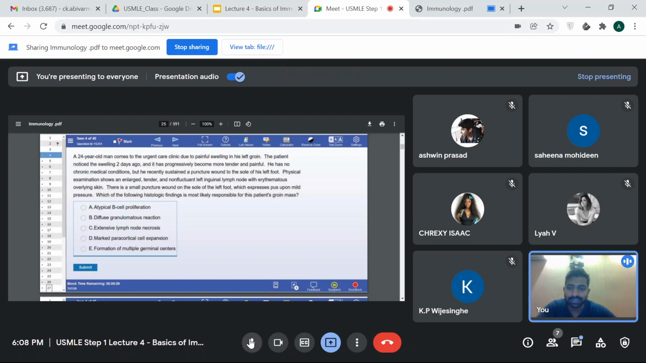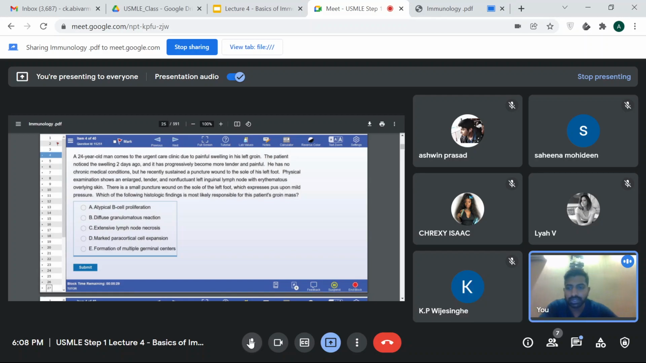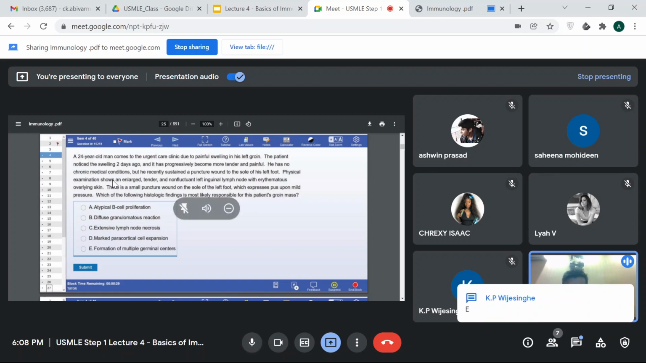Okay, so Leah says E. Any other answers? Sahina also says E. So yeah, let's go through the question. 24. Yeah, Kusal also says E.